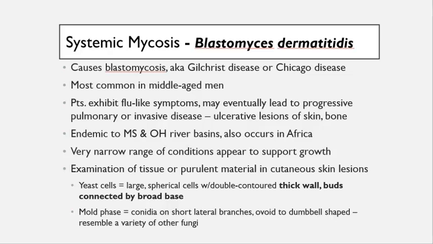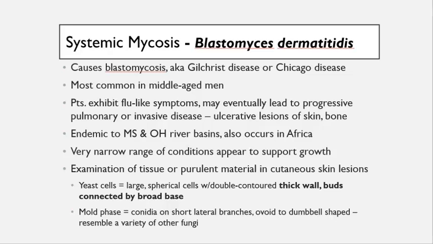It's most common in middle-aged men. Patients usually exhibit flu-like symptoms and may eventually develop a progressive pulmonary or invasive disease. There are ulcerative lesions in the skin and bone. It's endemic to the Mississippi and Ohio River basins, and it also occurs in Africa. There's a narrow range of conditions that appear to support growth.